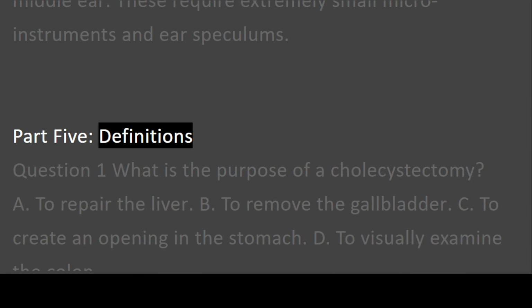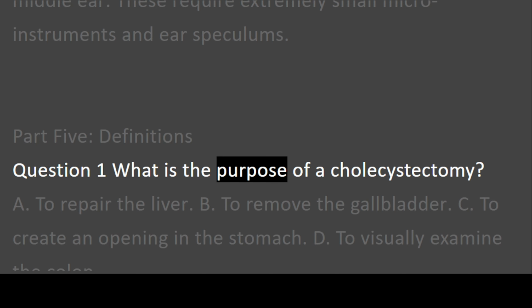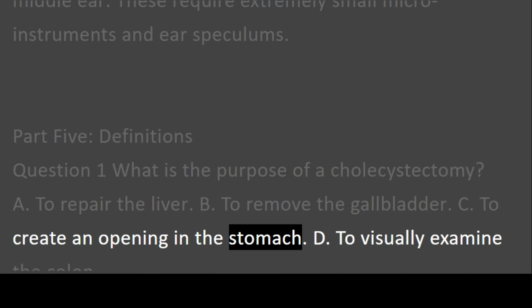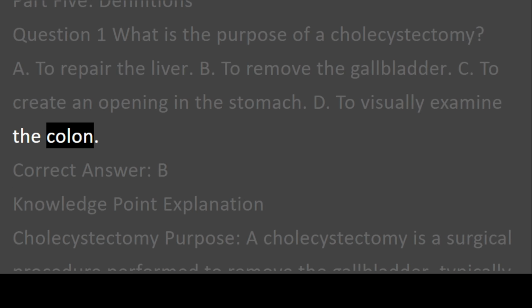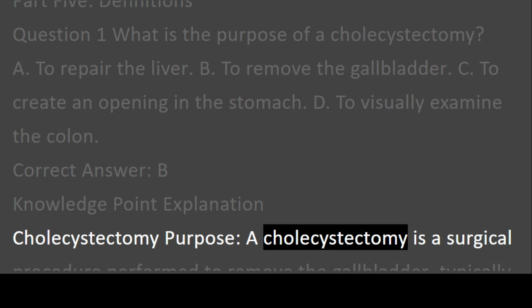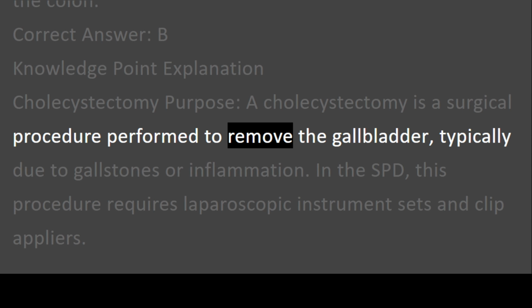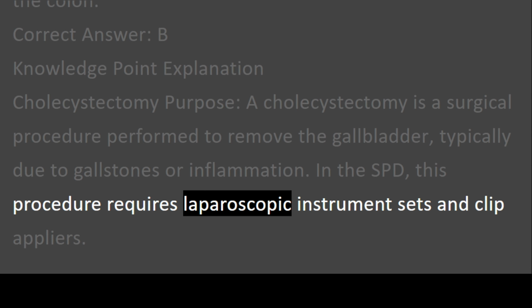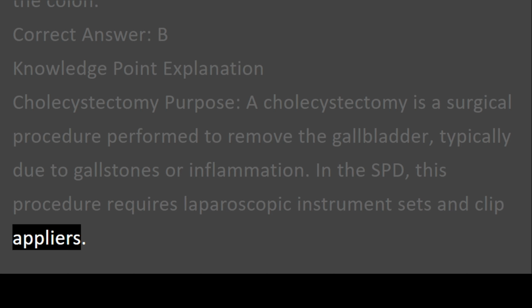Part 5. Definitions. Question 1. What is the purpose of a cholecystectomy? A. To repair the liver. B. To remove the gallbladder. C. To create an opening in the stomach. D. To visually examine the colon. Correct answer, B. Knowledge point explanation. Cholecystectomy purpose. A cholecystectomy is a surgical procedure performed to remove the gallbladder, typically due to gallstones or inflammation. In the SPD, this procedure requires laparoscopic instrument sets and clip pliers.